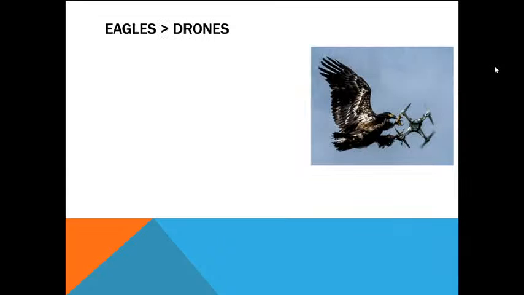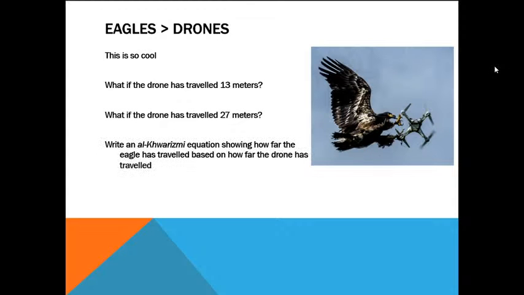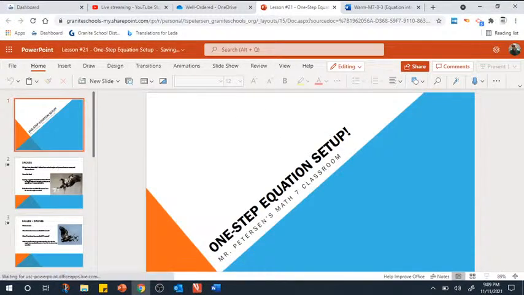Eagles are greater than drones. This is so cool, you guys. What if the drone's gone 13 meters? Remember, the eagle is always 7 meters behind. So if the drone's gone 13 meters, then the eagle's gone 6 meters, right? Because 13, 12, 11, 10, 9, 8, 7, 6. What if the drone's traveled 27 meters? How far is the eagle gone? Yeah, 20 meters. Let's write an Al-Khwarizmi equation showing how far the eagle has traveled based on how far the drone has traveled. Let's write that down.